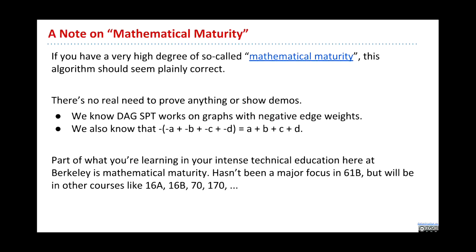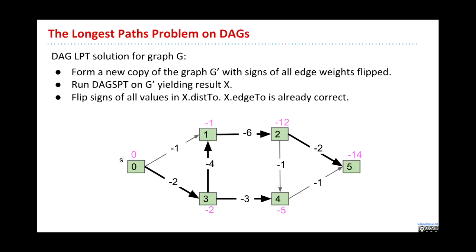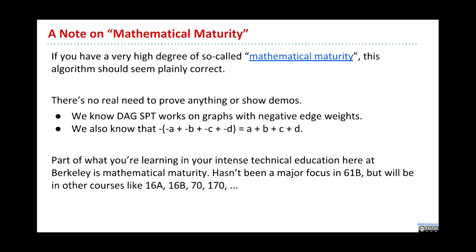Now I want to make a quick note here. If you're somebody that has mathematical maturity, this phrase that gets thrown around in the department and in the world, I will say that this algorithm should just seem plainly correct. For those of you on the more mathematically mature end of things, there's almost nothing to say. We know that the DAG shortest paths tree works on graphs with negative edge weights. We also know that if we negate the sum of a bunch of negatives, then we get some positives. There's really not a lot of meat to it. It feels almost like cheating, so you get scared and think maybe there's some catch I'm missing. But the more mathematically mature you are, the more you trust that this actually works.